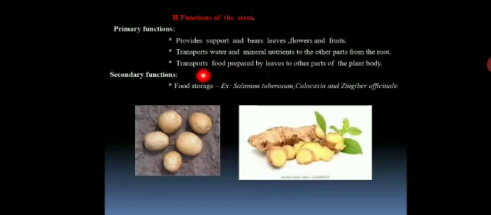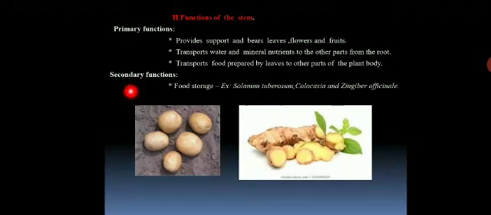The third one is transport of food. The food prepared by the leaf as well as the young stem, which has the capacity to do the function called photosynthesis, is distributed to other parts of the plant body. These are the primary functions.